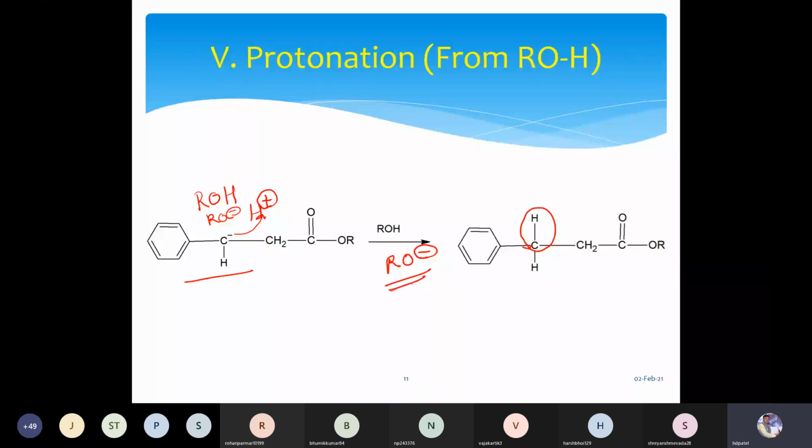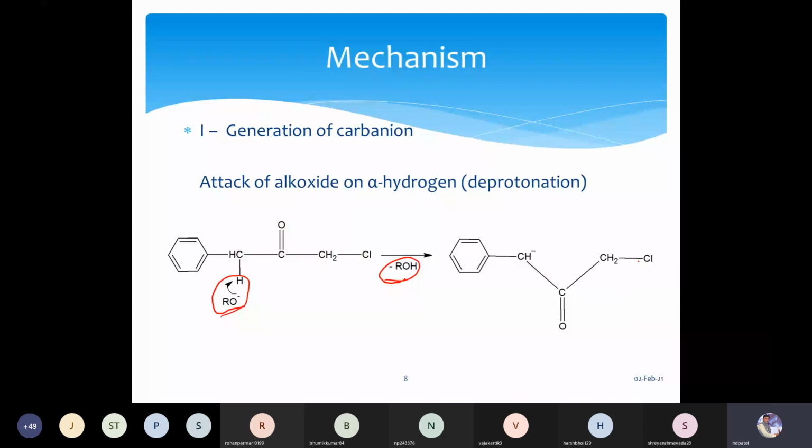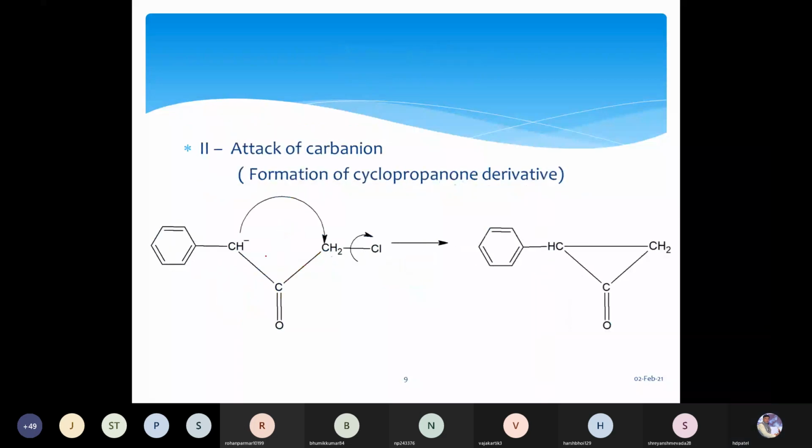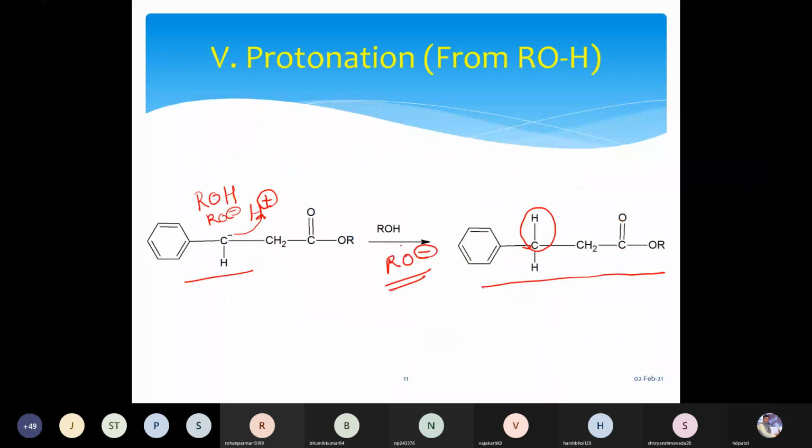From the alcohol, as I said, we have RO minus again. In the beginning, to initiate the reaction, we started with RO minus, and after completion of the reaction, again we are getting RO minus. So it is known as a base catalyzed reaction or base catalyzed rearrangement. Due to that rearrangement, we now have CH2CH2 C double bond O OR, and in the beginning we had CO CH2CH2. In the final product, this CH2 will be here. This is called rearrangement. You can see the CH2 at this position, here CH2, so we can call it a rearrangement.